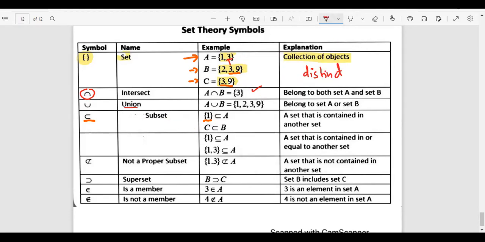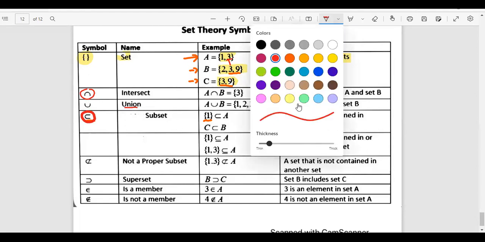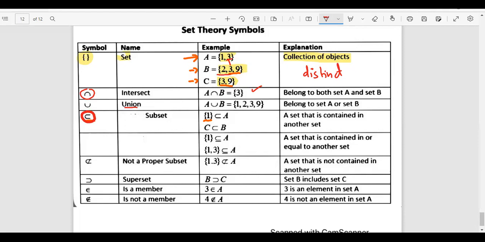A subset is denoted using a C. What does it mean? It means you have a bigger set and a smaller set, and that smaller set is lying in that bigger set. Okay? For example, let's just talk about this one. We have set B that has 2, 3, and 9. We have set C, it has 3 and 9. So set C is a subset of B because this 3, 9 is lying in B as well. B is the bigger set for this scenario and C is the smaller set. Since the smaller set is lying in the bigger set, that is why you can say that C is a subset of B, right?